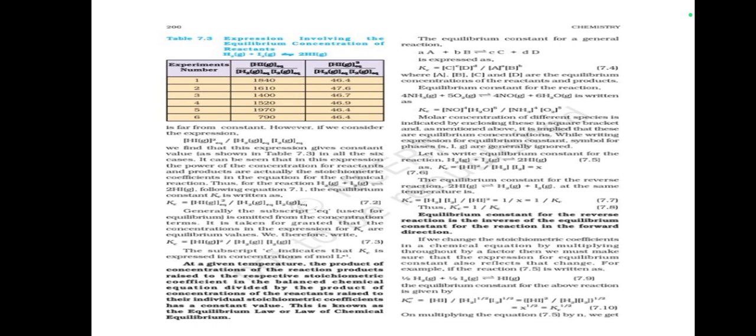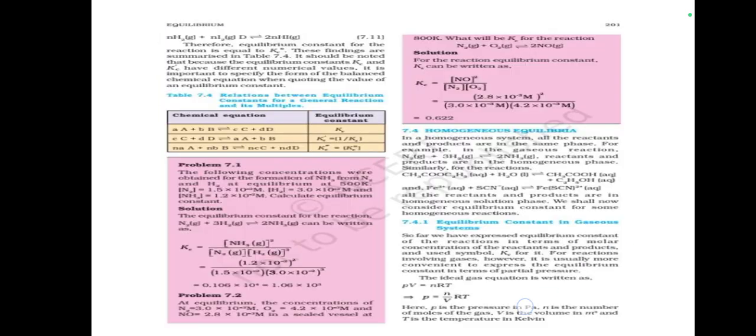At a given temperature, the product of concentrations of the reaction products raised to the respective stoichiometric coefficients in the balanced chemical equation, divided by the product of concentrations of the reactants raised to their individual stoichiometric coefficients, has a constant value. This is known as the equilibrium law or law of chemical equilibrium. The equilibrium constant for the reverse reaction is the inverse of the equilibrium constant for the reaction in the forward direction.